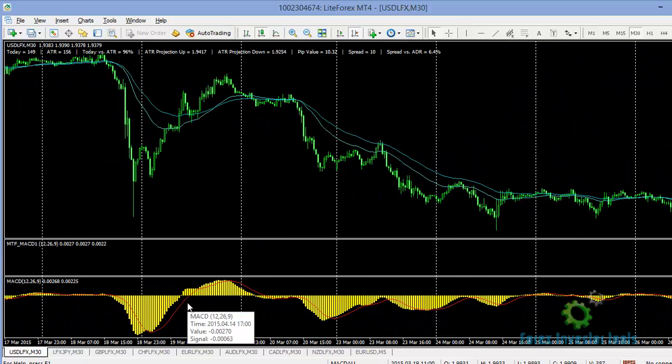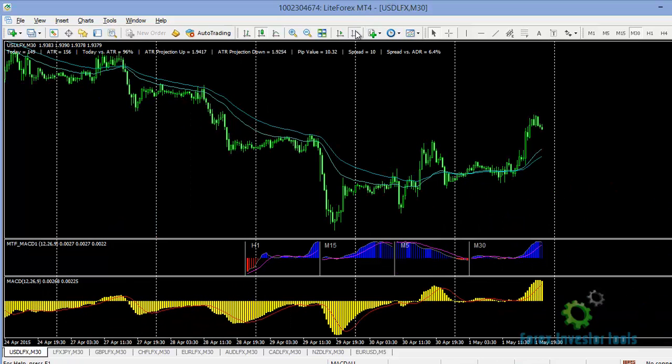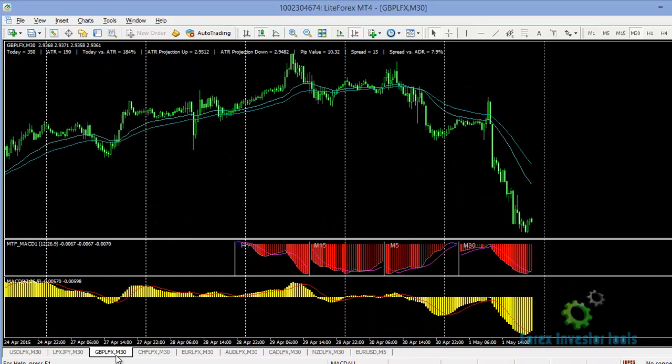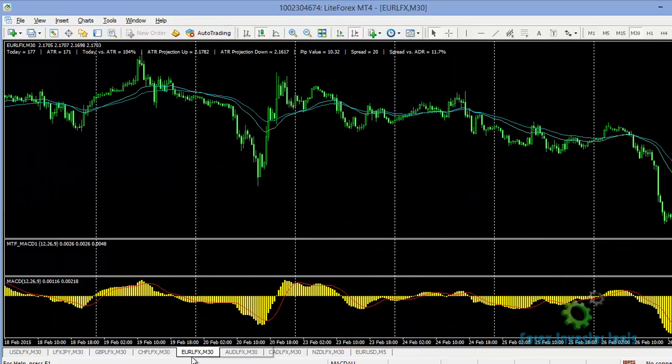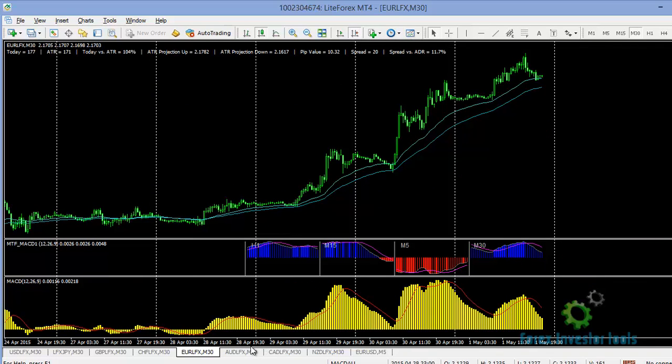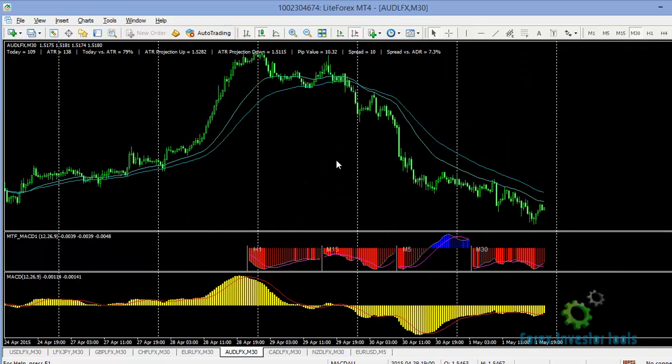But what is more important is that if you are going through these individual charts looking for pullbacks, and you feel that you've spotted a nice pullback on the MACD, the next thing you would want to do is to validate that pullback.